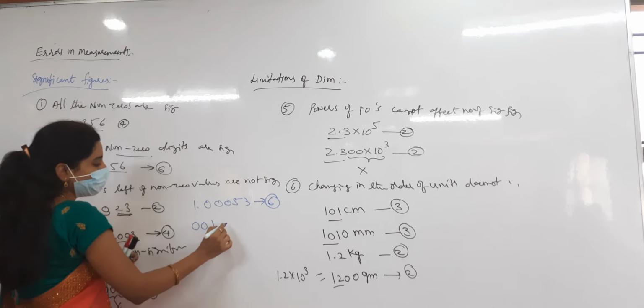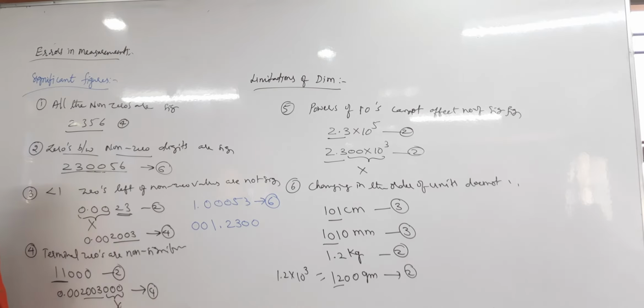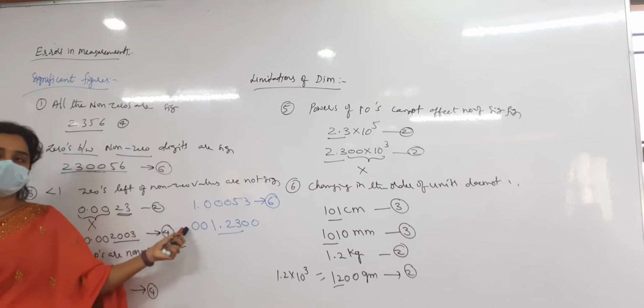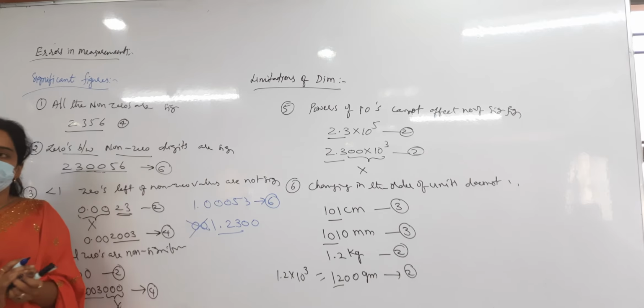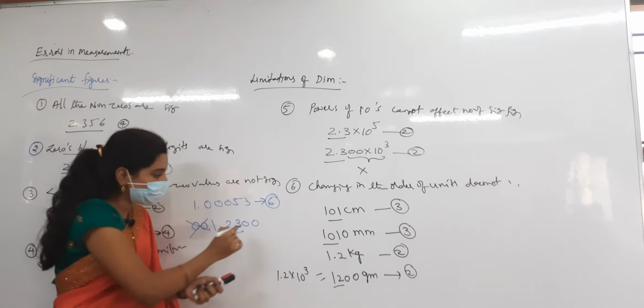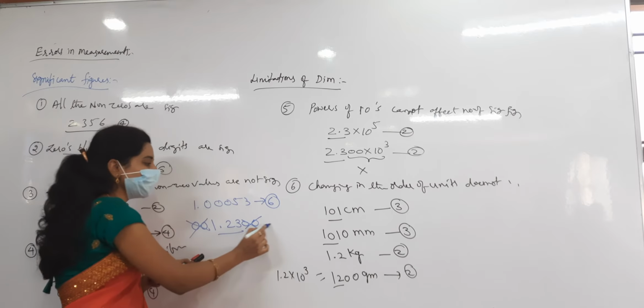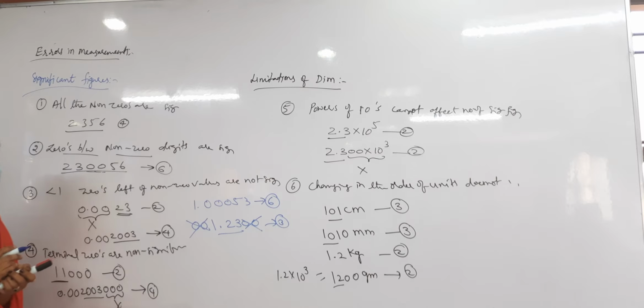Now you tell me, 0.0123 (0, 1, 2, 3, 0). How many significant figures? 3 significant figures. By the third rule, all the zeros before the first non-zero digit are not significant. And also the terminating zeros are non-significant figures. So how many are there? Only 3 figures are there. Clear? So that is about the third rule.